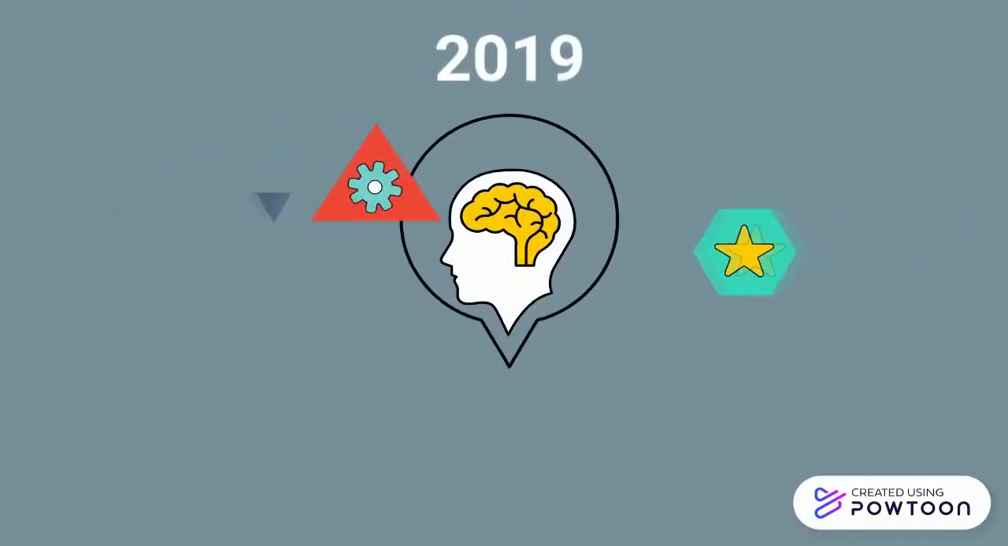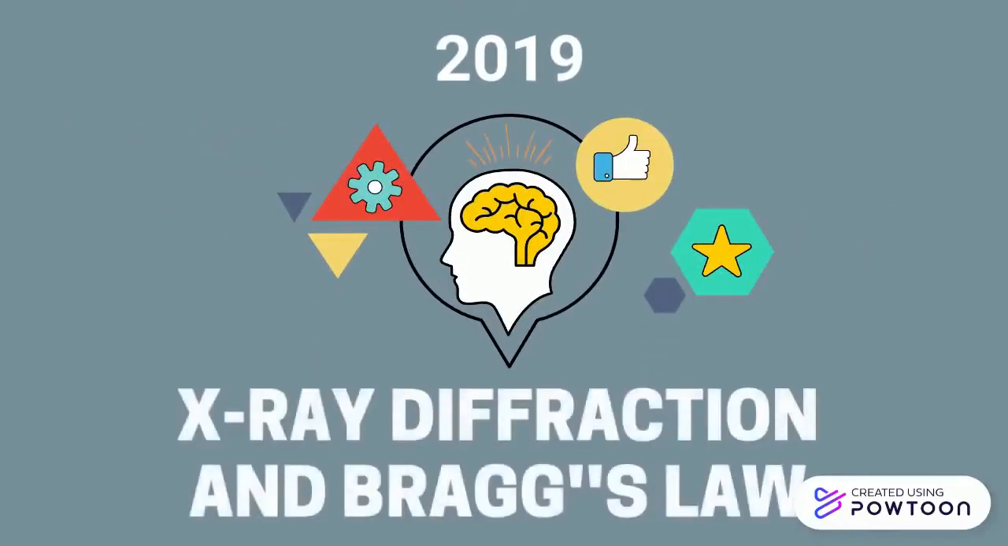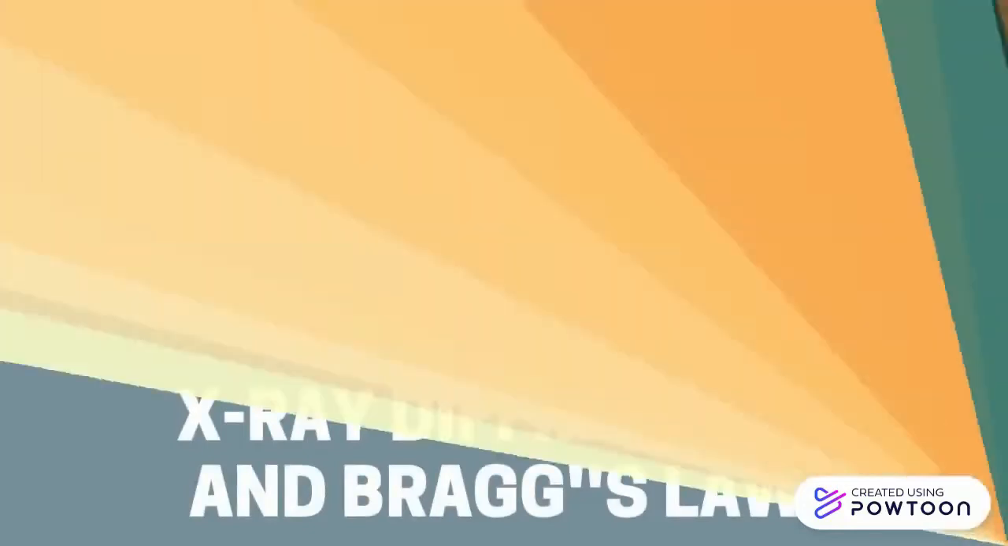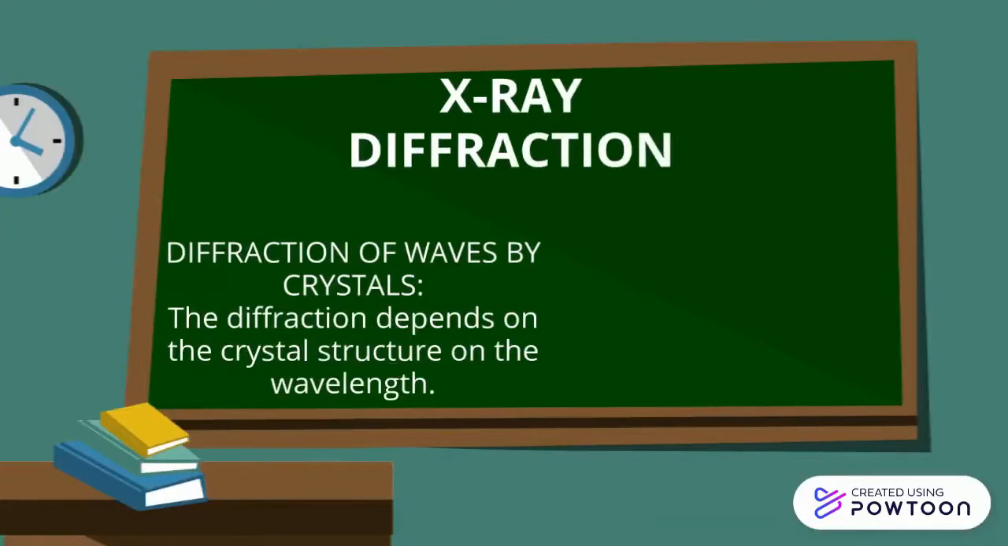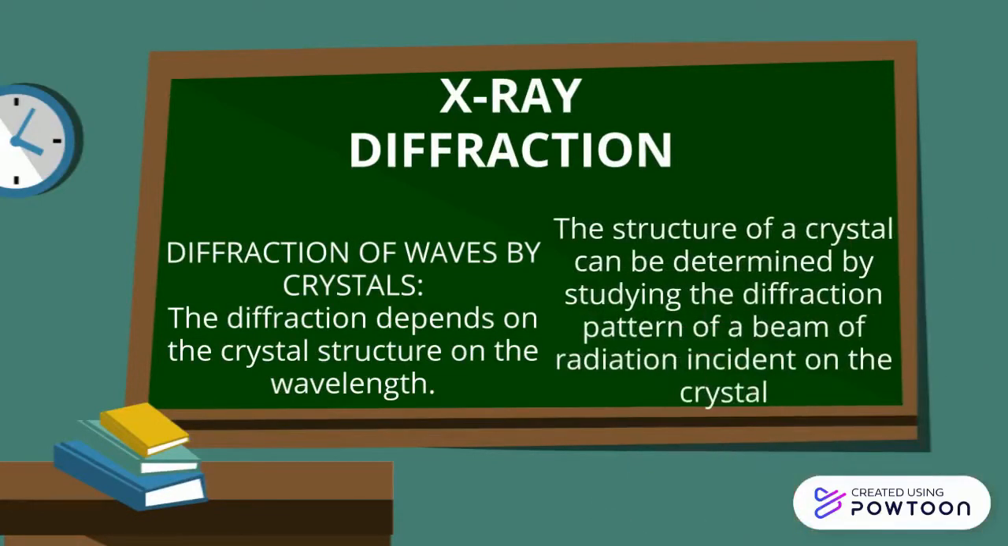Next, I would like to explain about X-ray diffraction and Bragg's law. The diffraction of waves by crystals depends on the crystal structure and the wavelength. The structure of a crystal can be determined by studying the diffraction pattern of a beam of radiation incident on the crystal.